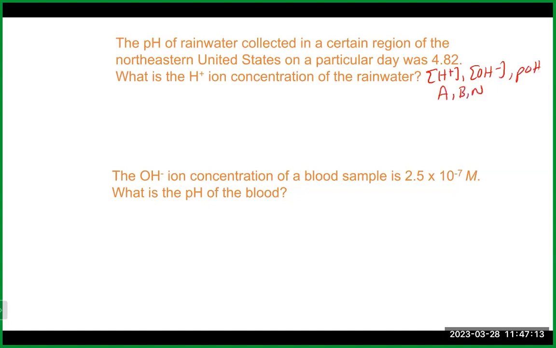For the second one, we have the OH minus concentration is 2.5 times 10 to the minus 7. Let's find the pH, the pOH, and the H plus concentration. And again, is it acidic, basic, or neutral? Take a couple moments for each of those and see what you come up with. Make sure you understand how to properly punch them into your calculator.